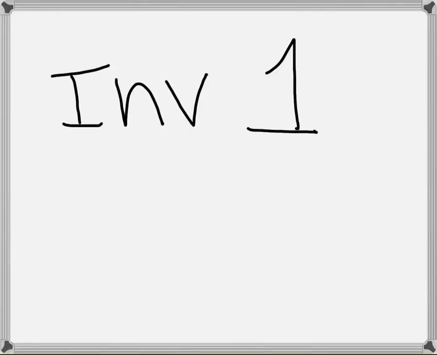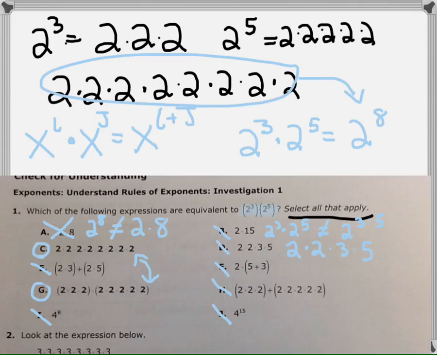This is the Investigation 1 handout, Understand Rules of Exponents. The first question asks, which of the following expressions are equivalent to 2 to the power of 3 times 2 to the power of 5? And remember to select all that apply. So the first one here is 2 times 8.